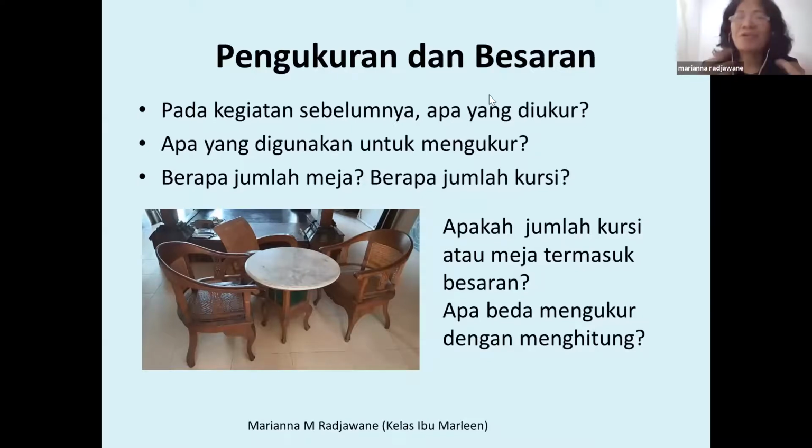Then I go further. How many chairs do you see here? How many tables do you see here? Then they said 3, 1, right? That's correct. And then I'm asking them, if I count the number of the chairs or the tables, does it mean that I measure? And then they get it. No, you don't measure it. Why? Because you don't use a measuring device. When I asked them, what did you measure? They say the length of the table, the length of the chair. What did you use to measure it? They said, I use my hand span, or I use my little finger.